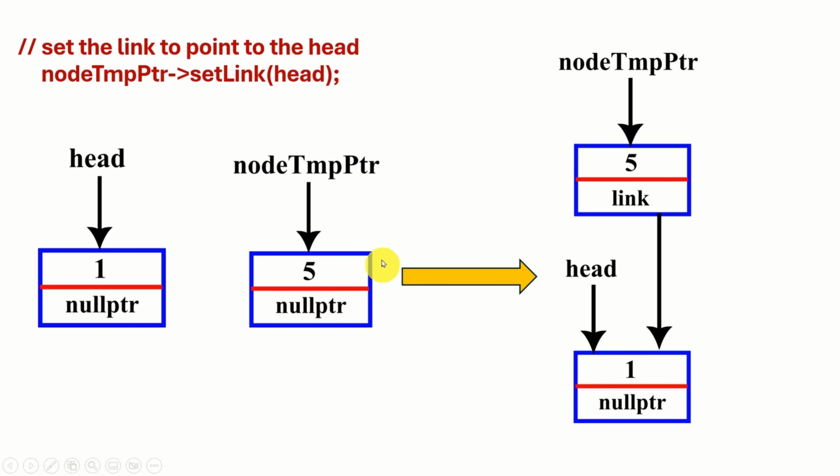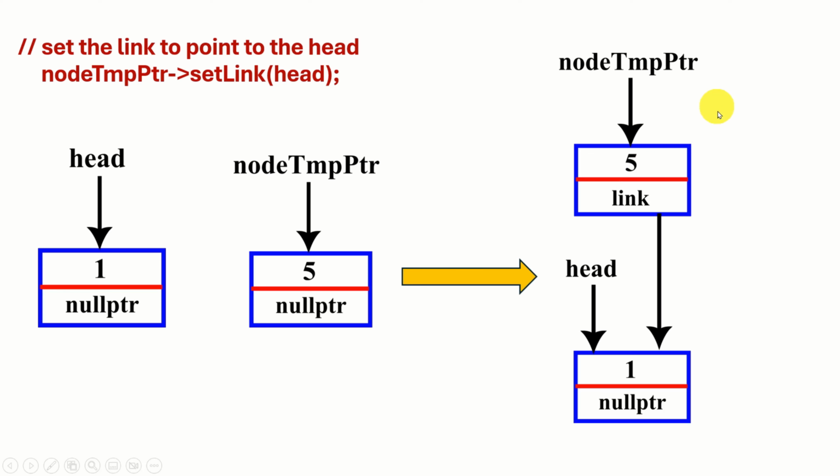In the first step, we set the link of our newly created node to be equal to head. By doing that, this link over here will point to the first node in the linked list. We perform this operation by using this statement. We type node temp pointer, then right arrow set link head. This C++ statement will call the setLink function of our newly created node, and it will set link to be equal to head. After performing this operation, the situation will look like this.